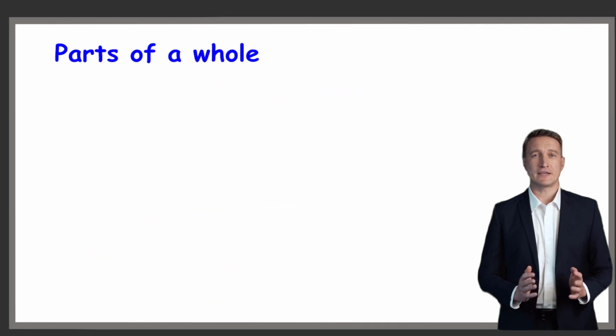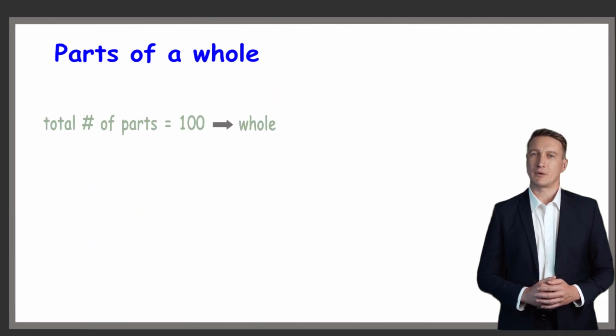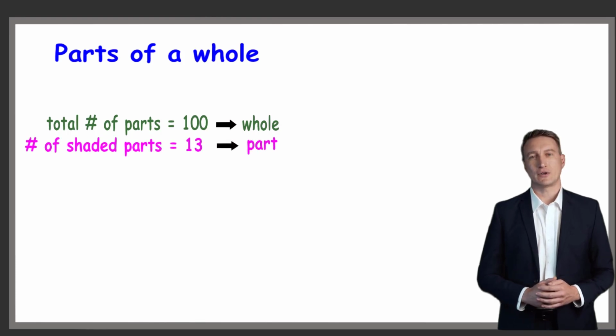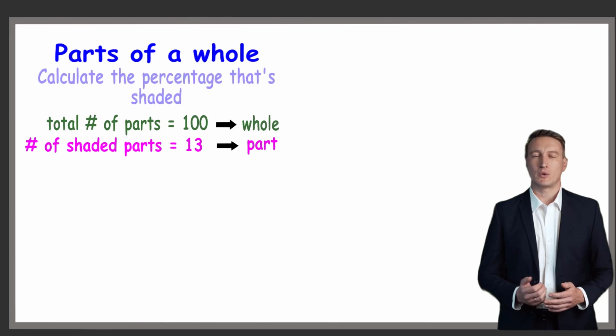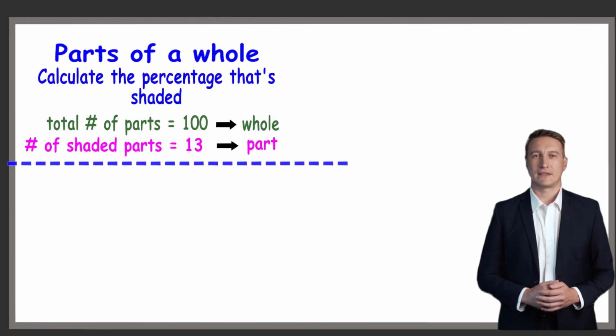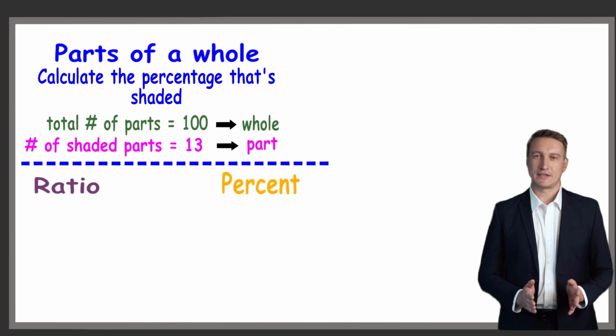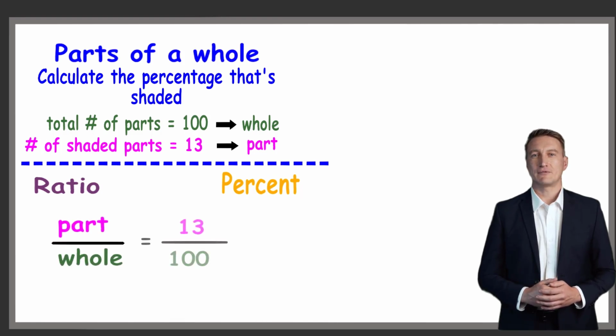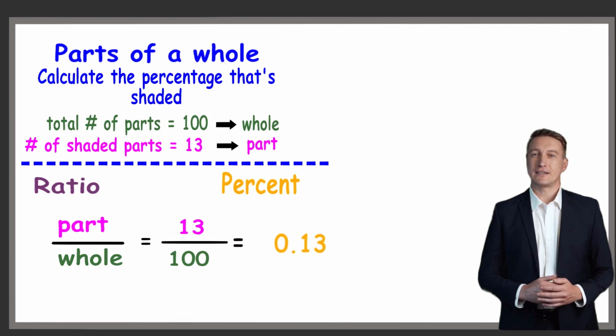Now that we have the total number of parts and the number of shaded parts, we can calculate what percentage of the shape is shaded. Now you can see at the bottom the ratio and percent. The part comes on the top portion of the fraction and the whole number at the bottom. So we have 13 out of 100 that is shaded, which would give us 0.13 as a decimal.